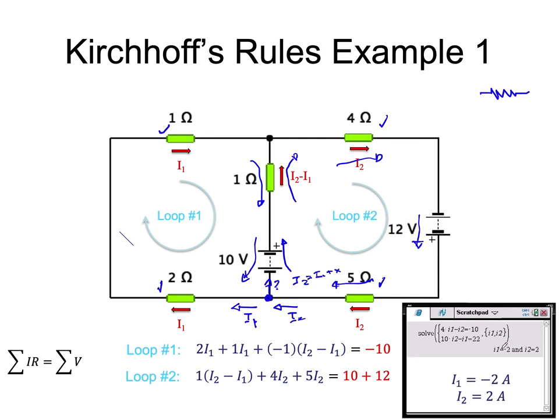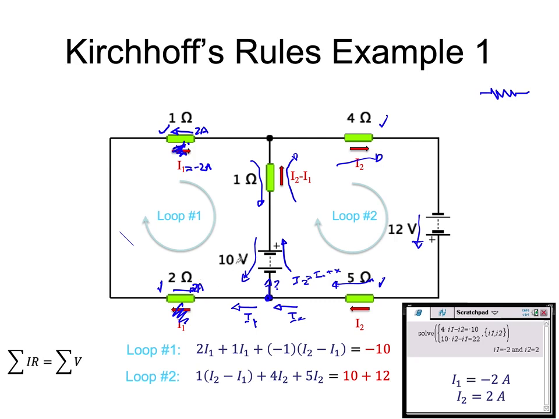We guessed the wrong direction for I1. Actually, I guessed the wrong direction for I1 intentionally. I1 is actually negative 2 amps. What does that mean? It means the current is actually not flowing this way. The current is actually 2 amps going this way. And the same thing's true down here. The current is 2 amps this way.